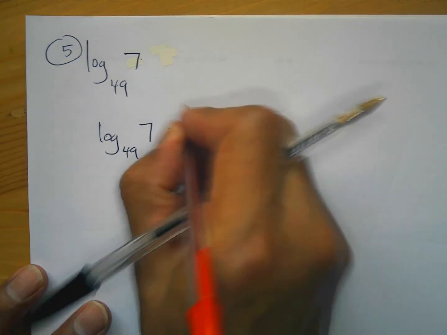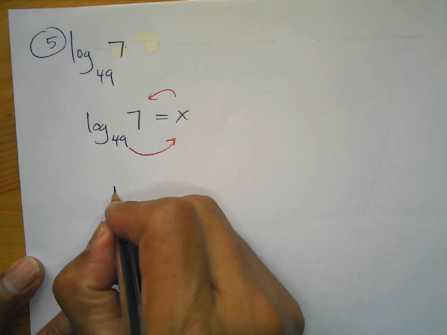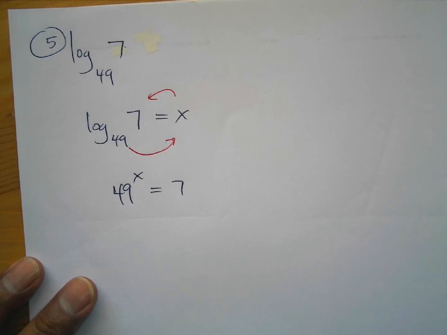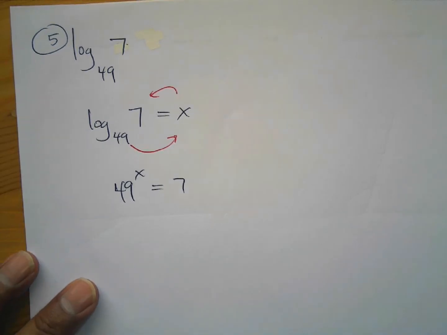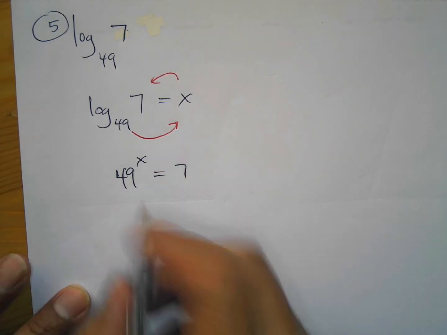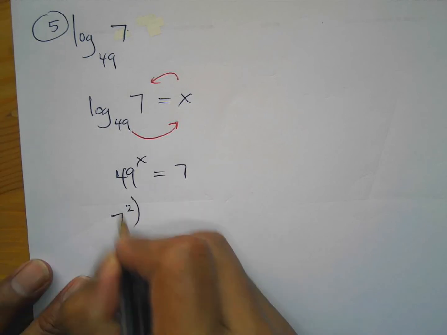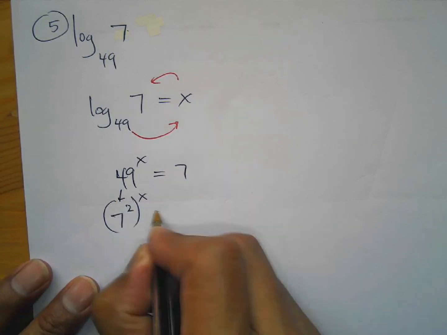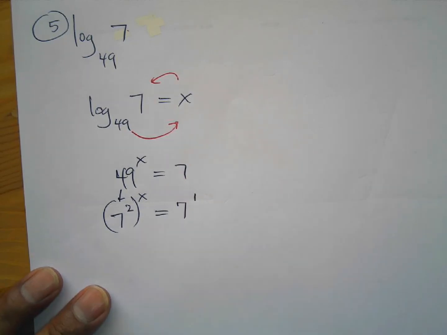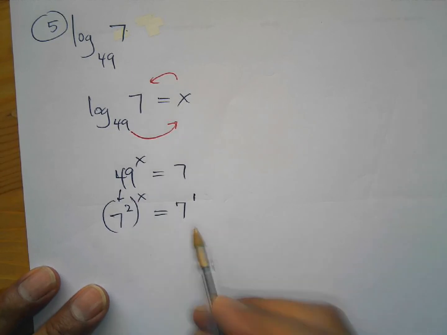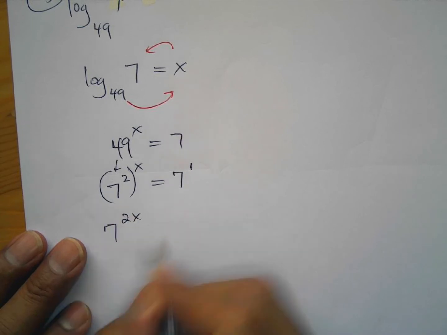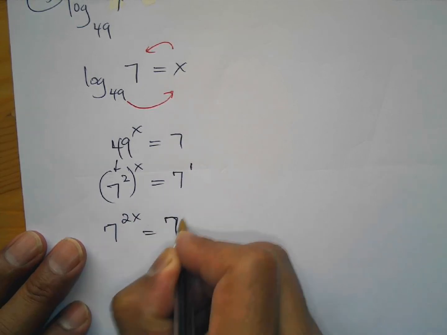I'm going to change it to exponential form. That'll be 49 to the power of x equals 7. Now we're going to get the same base. Well, 7 is a base here, and can I write 49 as a base of 7? Yes. That is 7 squared is 49, and then to the power of x. And 7, even though it doesn't show a power, we know that's 7 to the power of 1, right? Everything bases in exponents. And you're left with 7 to the power of 2x equals 7 to the power of 1.